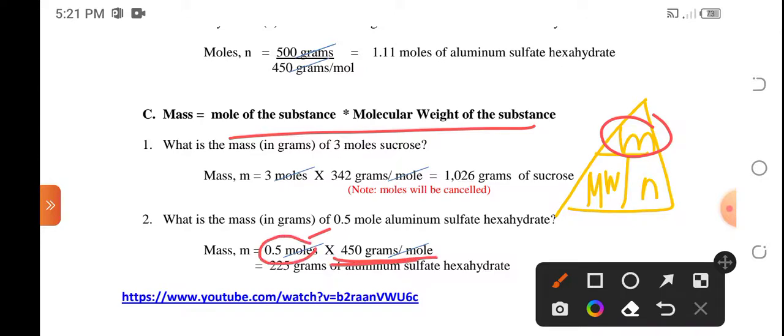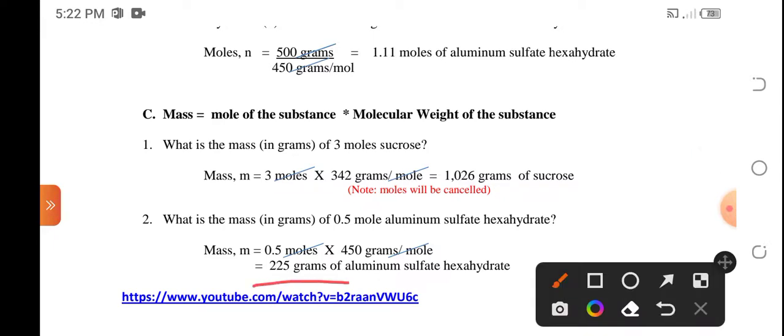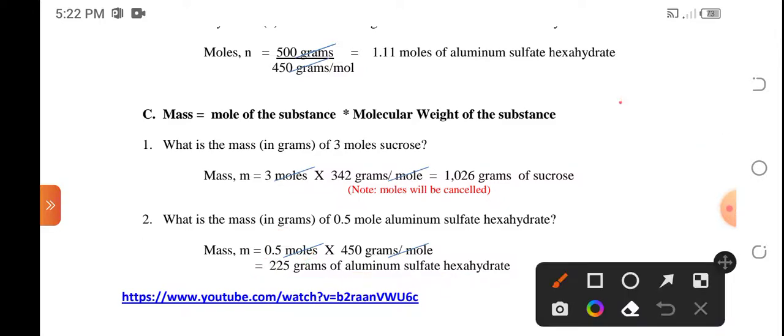Ulitin natin, saan natin nakuha yung 450 grams? Wala naman sa problem, via computation of molecular weight. Okay, and that would be 225 grams of aluminum sulfate. Bakit mas mababa? Kasi nga, half mole lang yung pinag-uusapan natin. Okay, 225.